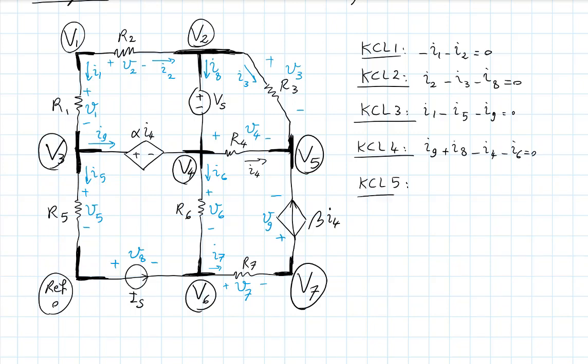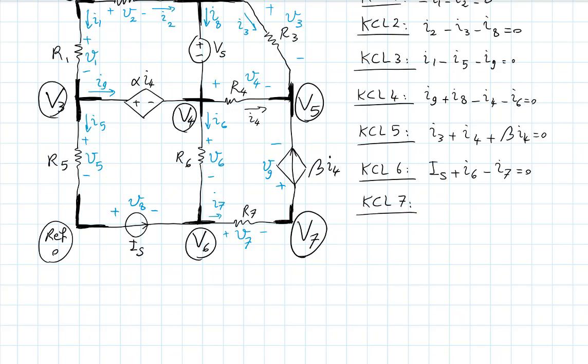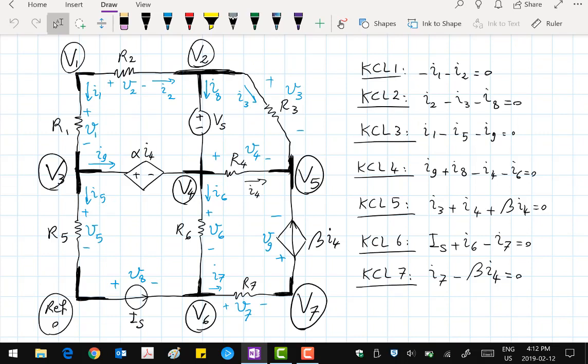KCL 5: I3 plus I4 plus the current going to node V5, and in this case there is the current controlled current source that has a current of beta I4, equals 0. KCL 6, you have this current source IS going in plus I6 minus I7 equals 0. You have I7 minus beta I4 equals 0. Okay, so we have all the KCLs now.